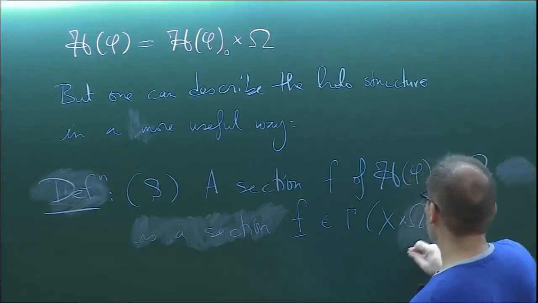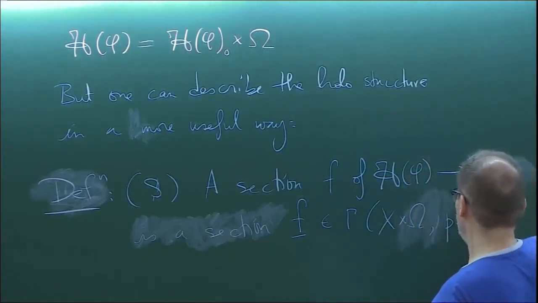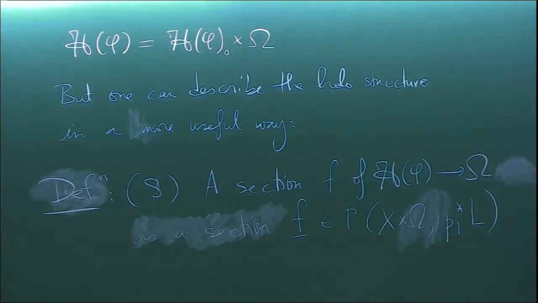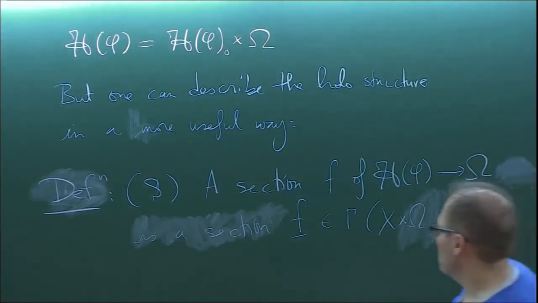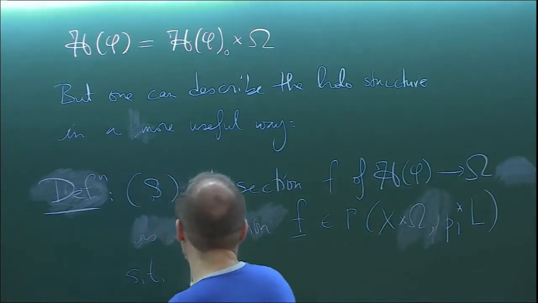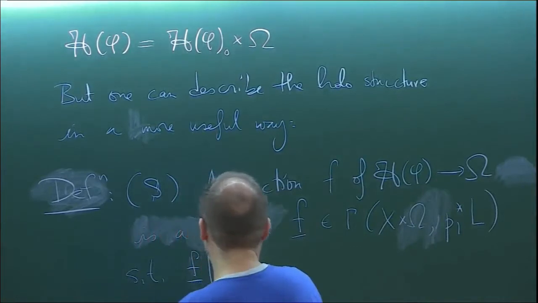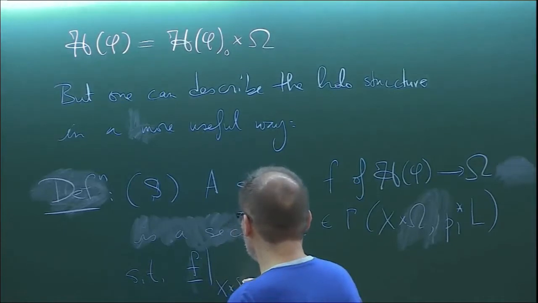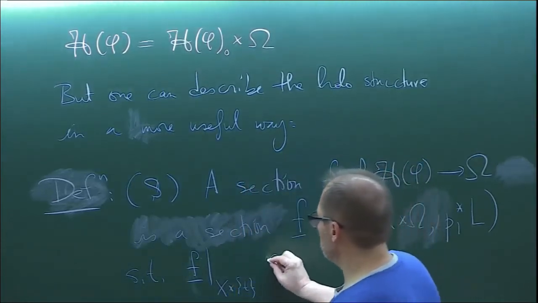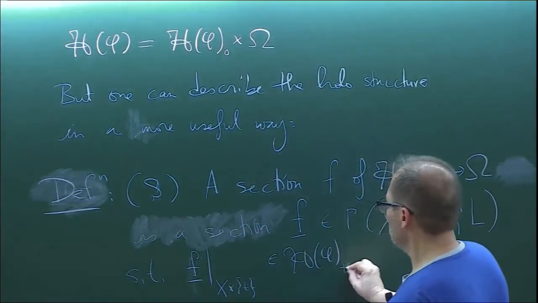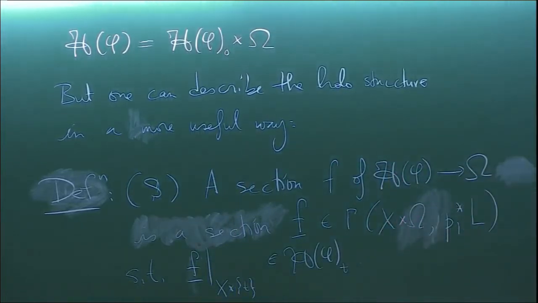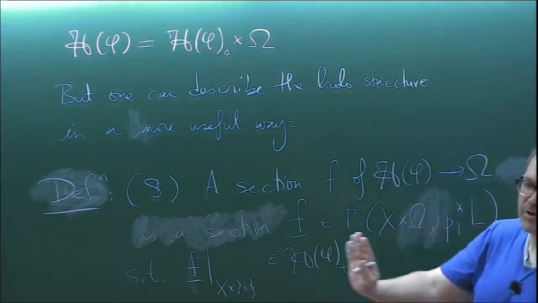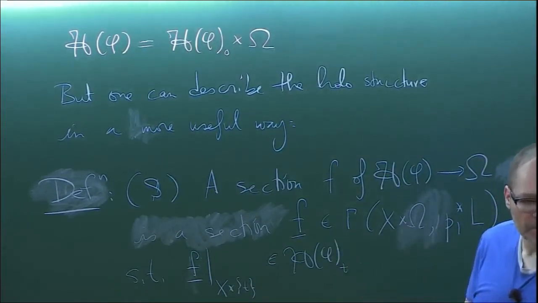This was the point. This is why I introduced this funny notation. So you want a section of this line bundle such that the restriction of F to, say, the fiber, so X cross T, is actually in the fiber over T. So it means that it's holomorphic along the fibers of this fibration, but it may vary in a different way with respect to T. Okay?